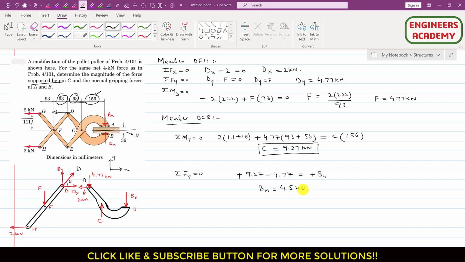Bn is equal to 4.5 kilonewton. And similarly, here at this point, An will be equal in magnitude to this Bn and will be in the opposite direction, right? So we can say that An will be equal to Bn equals 4.5 kilonewton. So this is that gripping force at A and B, and this is the pin support at point C, right? So this is the solution of this particular problem.